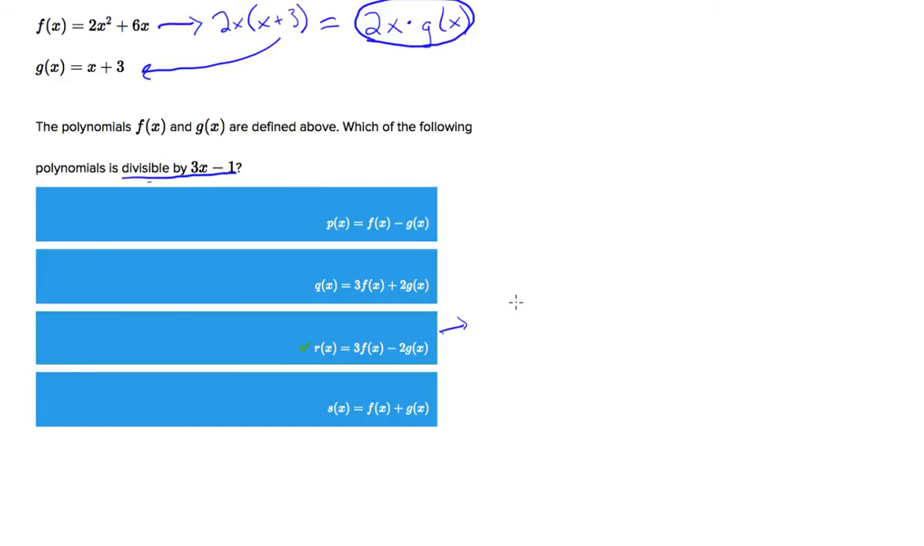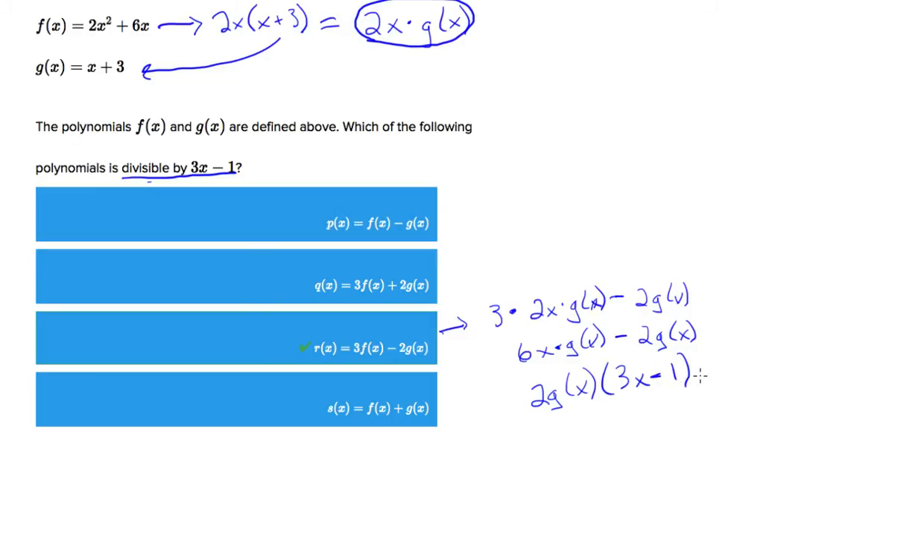It just so happens that when you do that down here, 3 times 2x times g of x minus 2g of x comes out to 6x times g of x minus 2 times g of x. And we can factor out a greatest common factor of these two terms, which is 2g of x, which leaves us with 3x minus 1, which is, since it's a factor of r of x, it means that r of x is divisible by 3x minus 1.